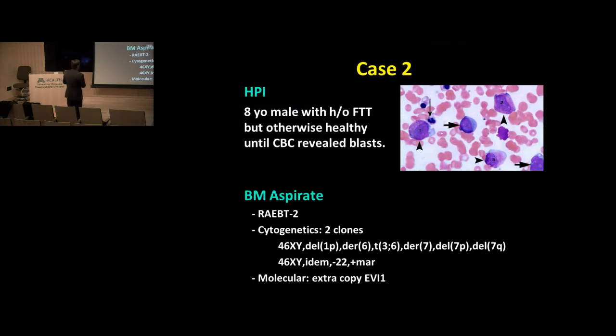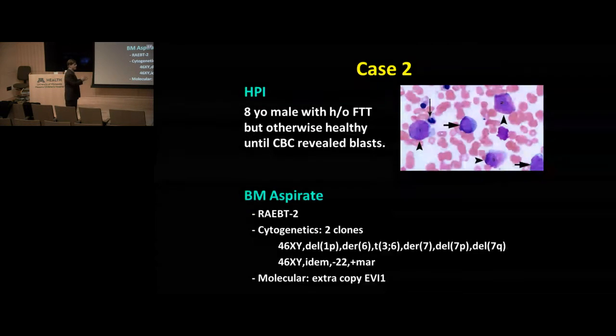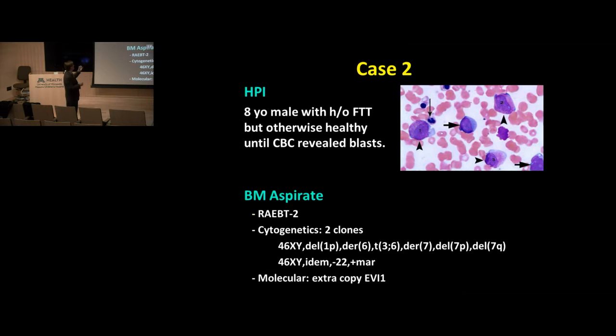So here's another case where an 8-year-old male came with a history of failure to thrive, but is otherwise healthy. But then all of a sudden we have leukemia. So this is a new patient with leukemia. This would be the classic patient that the doctors in pediatric hematology oncology would see routinely. Previously healthy child now presents with leukemia. And this is showing you what the leukemia cells look like.